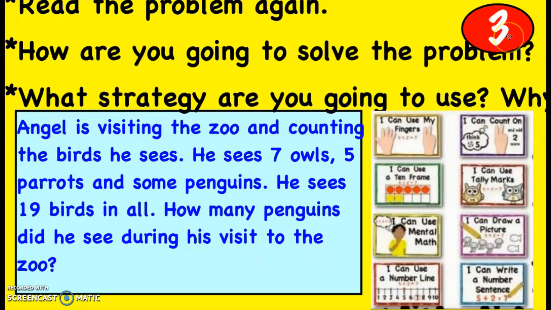For our third step, we're going to read the problem again. You're going to ask yourself how you're going to solve the problem. What strategy or strategies are you going to use and why? Remember to use at least 2 different strategies to show your thinking.